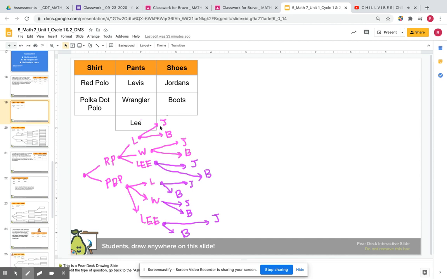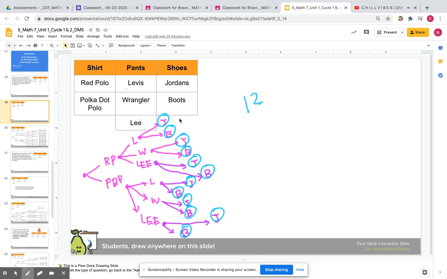I see one of them. That's one. I see another very top. That's two. That's three, four, five, six, seven, eight, nine, ten, eleven, twelve. So the total combinations that you can create with all this is 12.